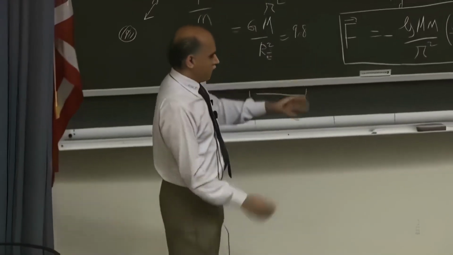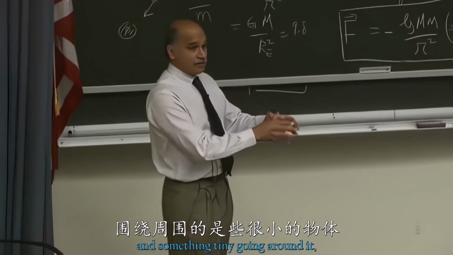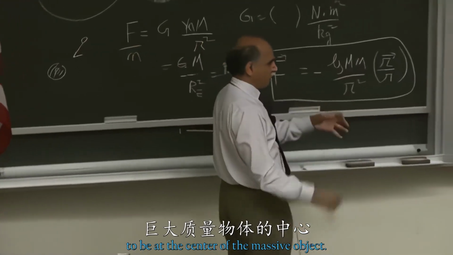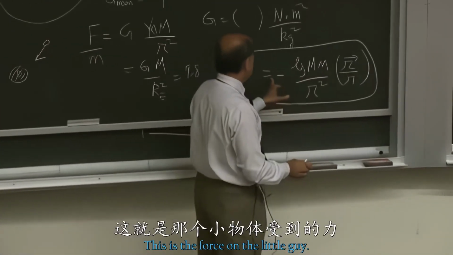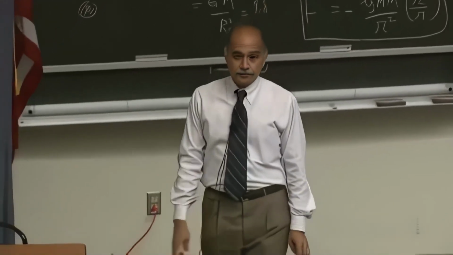I will write it in the simple case where we imagine at the center some massive object like the sun, and something tiny going around it. Then the center of coordinates is chosen to be at the center of the massive object. This is the force on the little guy. This is the law of gravity.